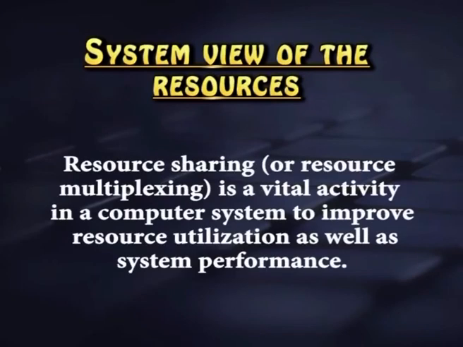Resource sharing or resource multiplexing is a vital activity in a computer system to improve resource utilization as well as system performance. However, the sharing leads to competition among processes for the resources. The operating system has to ensure that the sharing proceeds smoothly and amicably. When there is more than one process waiting for a busy resource and the resource becomes free, the resource allocator is required to make a decision in finite time of the order in which the waiting processes will get the resource.